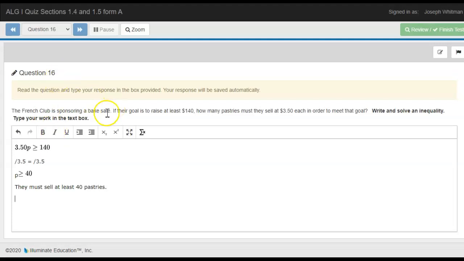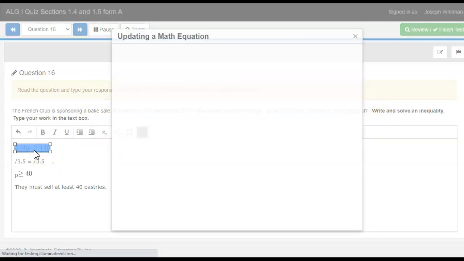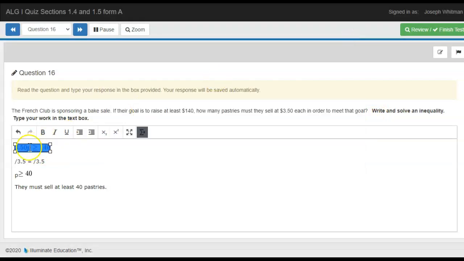So did I do everything up here? You always go back and check. Some of you guys aren't doing that. It says write and solve an inequality. Wrote the inequality. Whoops. Double clicked on it. Solved it. Did it again. Solved it. And then answered the question. How many pastries must they sell? They must sell at least 40.